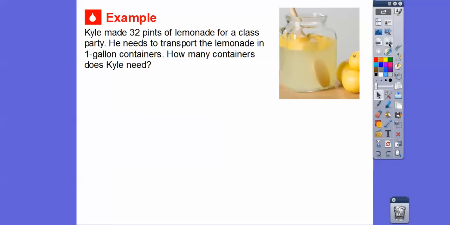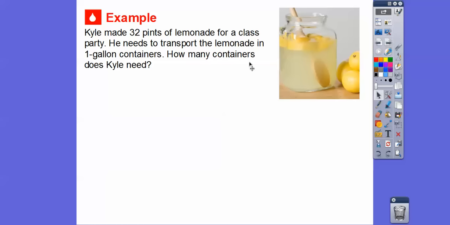Okay, so here's another one. Kyle made 32 pints of lemonade for a class party. He needs to transport the lemonade in 1-gallon containers. You know, like those big milk jugs, those plastic ones with the handles. Those are nice, easy to carry. So he needs to carry it in those. Those are 1 gallon. Okay, so how many containers does Kyle need?